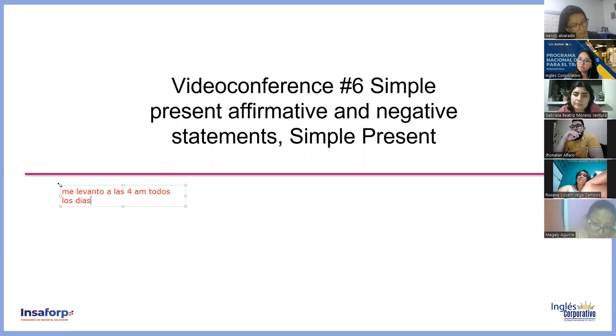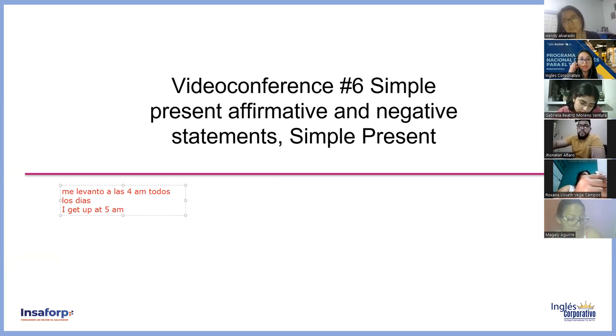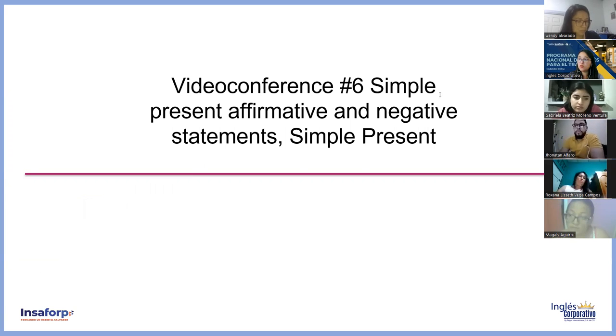For example, teacher, for example, I get up at 5 p.m. Exacto. Son rutinas. I get up at 5 a.m. Right? Okay, exacto. Son sus rutinas. Okay, so let's see what this topic is about. No sé si hay alguna duda con el simple present. Teacher, yo tengo una duda acerca de qué quiere decir statements. Statements son como afirmaciones, negative statements. O son como declaraciones también. Okay. Gracias.